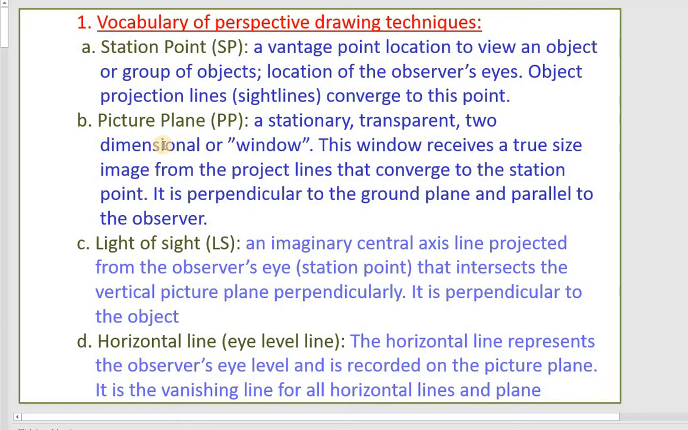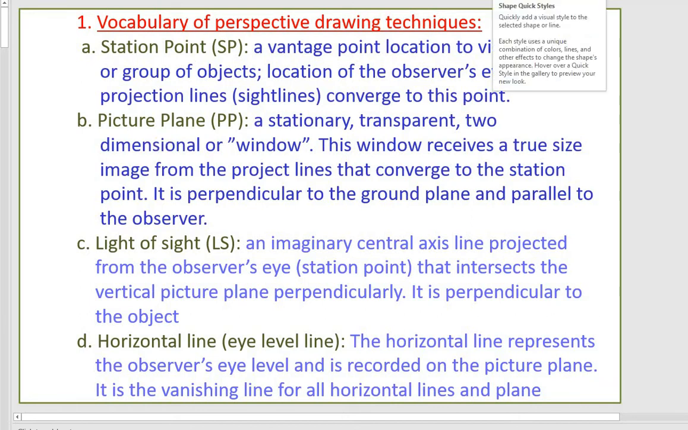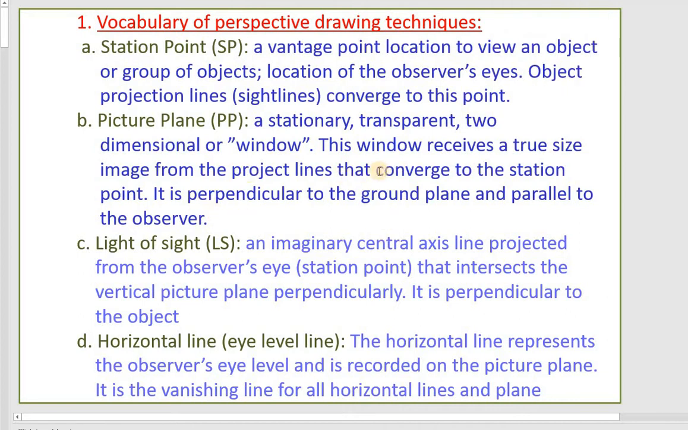Station point is the point where you stay to look at the objects in the view, so sometimes it is located depending on where you stand and your eyes looking at the objects. They call that the station point.